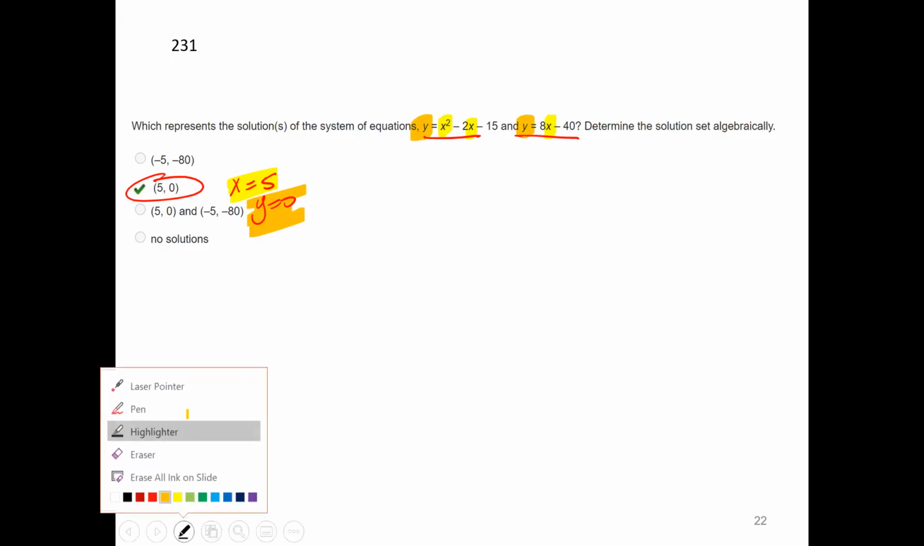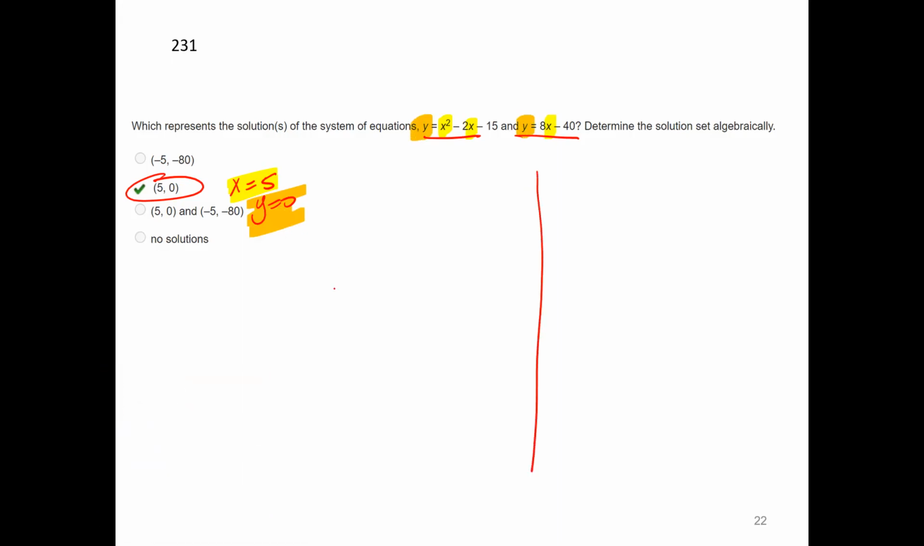So that's what I do. And you have 2 different equations. So I'm going to draw a line right here. Your first equation is y, which is 0, equal to 5 squared minus 2 times 5 minus 15. Your second equation is 0 is equal to 8 times 5 minus 40. Make sure you copy this part down. If you do not have any of your handwritten notes, it'll be chalked, okay?